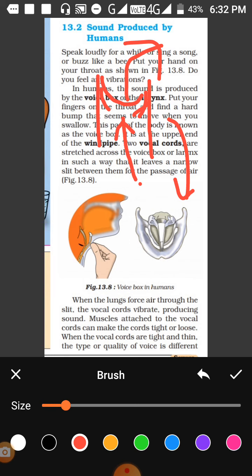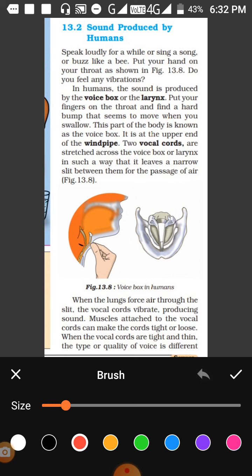You must have noticed that when you speak continuously, you feel breathless, isn't it? If there is no air inside your lungs, then you will not be able to speak. So when we speak continuously, we feel tired or breathless because the air from the lungs has gone out. Then we breathe again, and when we speak, the air again comes out. So it makes these vocal cords vibrate. When the air hits the vocal cords, they vibrate and sound is produced.